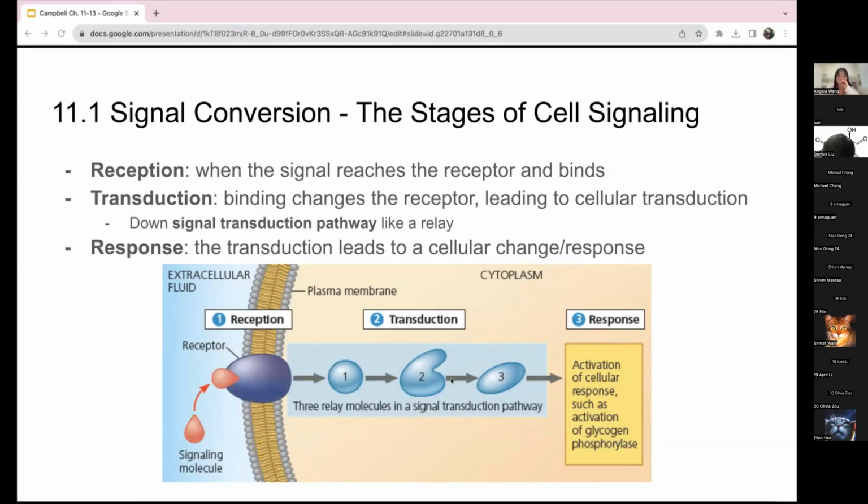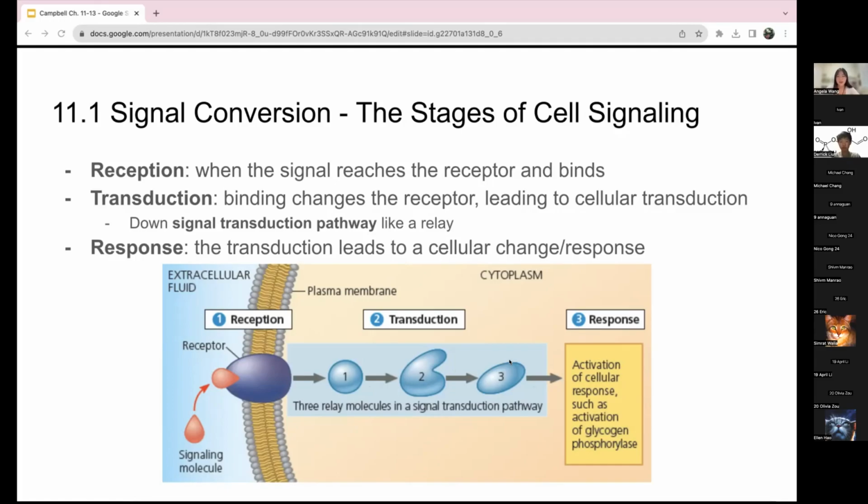This type of transduction can occur in just one step, but usually happens in a signal transduction pathway where many signaling proteins change their shape to pass the signal down. For example, here there are three different transduction proteins. The signal transduced through transduction will trigger an intracellular response.